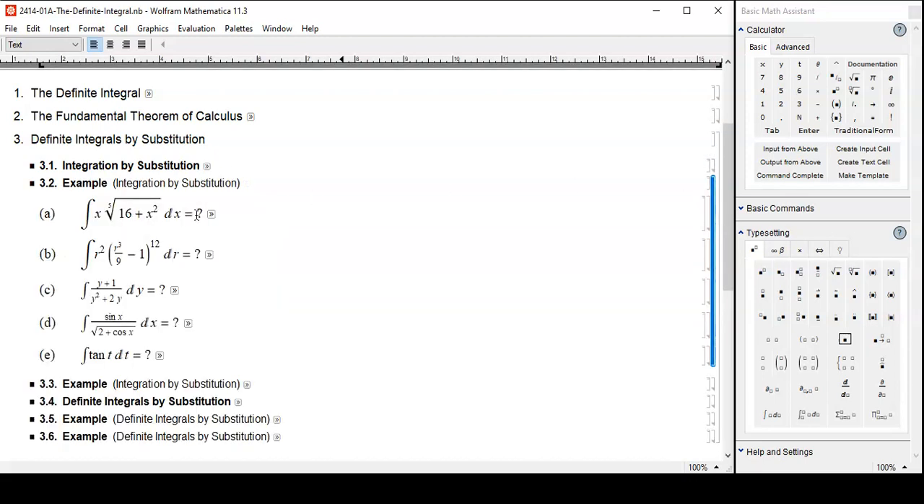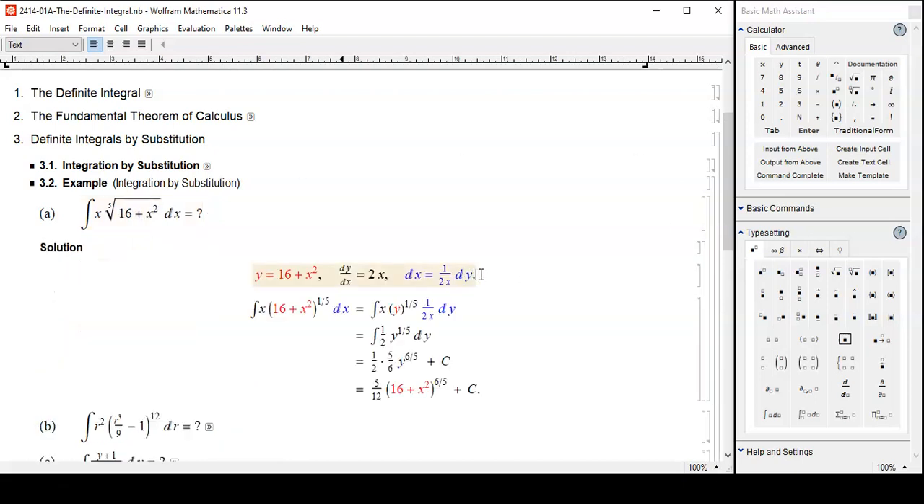Such as this problem here. So y is the inside, take the derivative, and then solve for dx, and that's going to go over here. Color coding will help. The red part is y, and this blue dx is 1 over 2x times dy. Now, after some simplification, you get a y integral. Calculating that y integral is easy, using the power rule. And then after that, plug the x expression back in, and finally the answer is here.